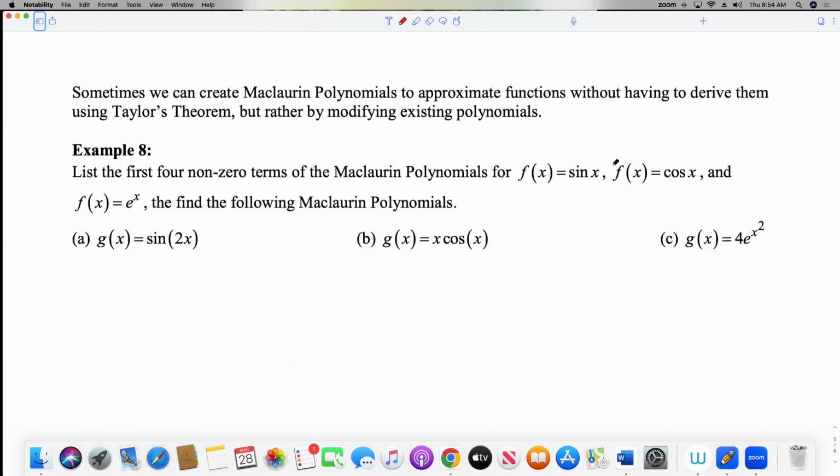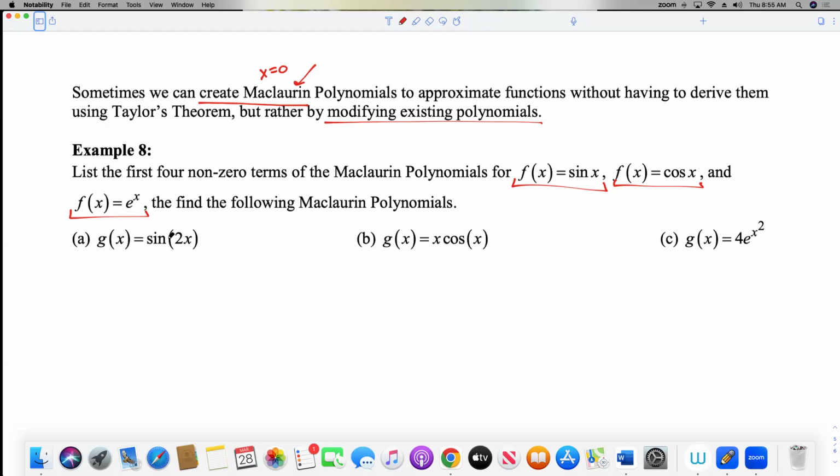All right, last part. This is actually fun. Sometimes we can create Maclaurin polynomials, key, x equals 0, right? Maclaurin polynomials to approximate functions without having to derive them using Taylor's theorem, but rather by modifying existing polynomials. So here is where the memorization has to come into play. Sine of x, cosine of x, and e to the x are some of the first few that you will have to memorize, and recognize and know how to write over and over and over again.